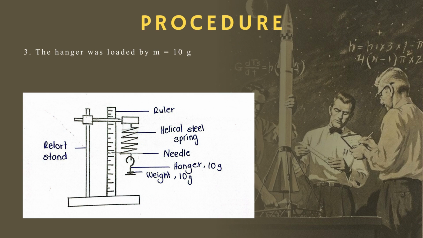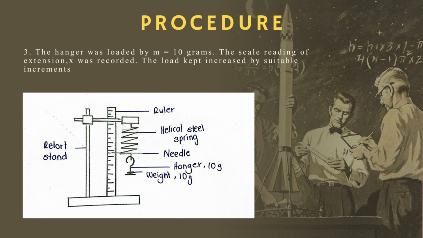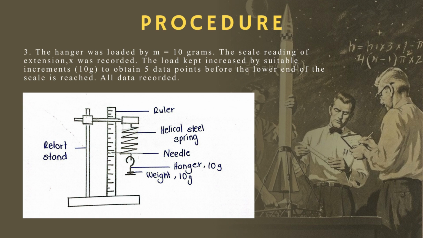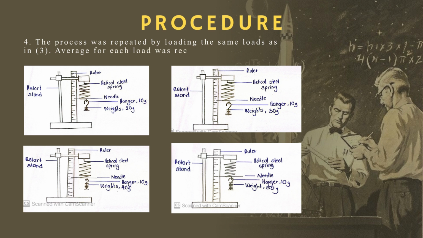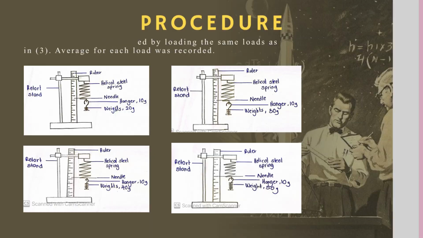Next, the hanger was loaded by 10 grams of weight. The load kept increasing by suitable increments to obtain 5 data points before the lower end of the scale is reached. All data was recorded accurately throughout this process to ensure the validity of the result for subsequent analysis. Lastly, the process was repeated by loading the same loads as in procedure 3. The average for each load was recorded.